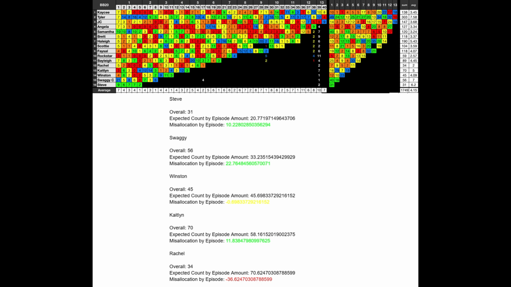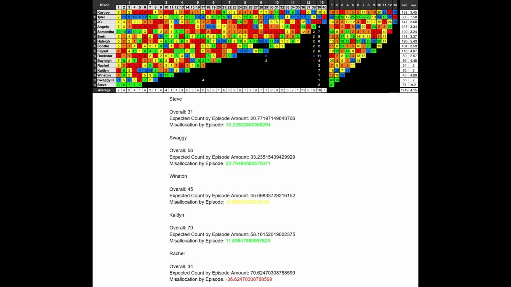Winston got 45 diary rooms, and his expected count by episode amount is 45.69, causing a misallocation by episode amount of negative 0.69833. And he's probably the closest person to having a perfect distribution by the number. So yeah, that's very impressive.